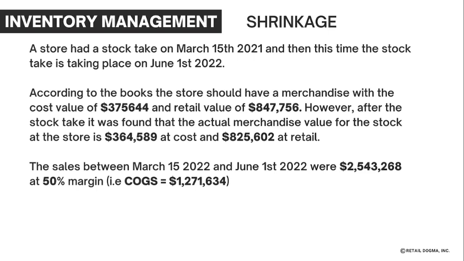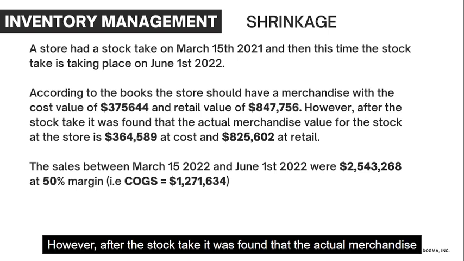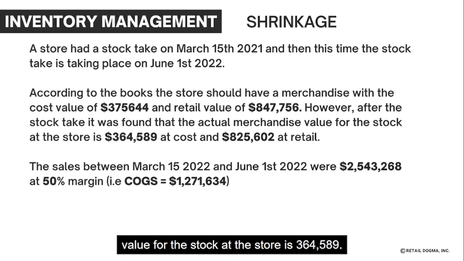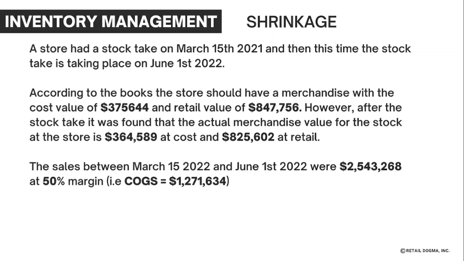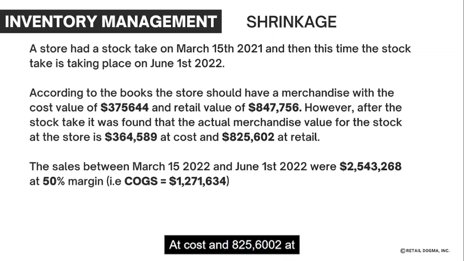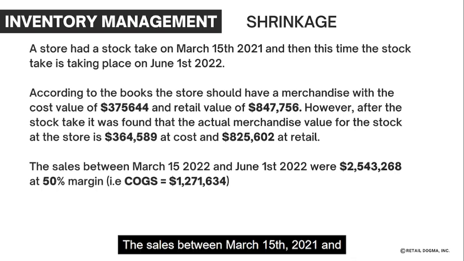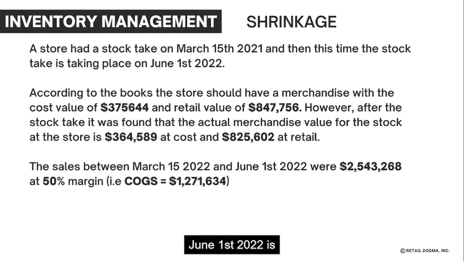However, after the stock take, it was found that the actual merchandise value for the stock at the store is $364,589 at cost and $825,602 at retail. The sales between March 15th, 2021 and June 1st, 2022 is $2,543,268 at 50% margin. So COGS is $1,271,634.